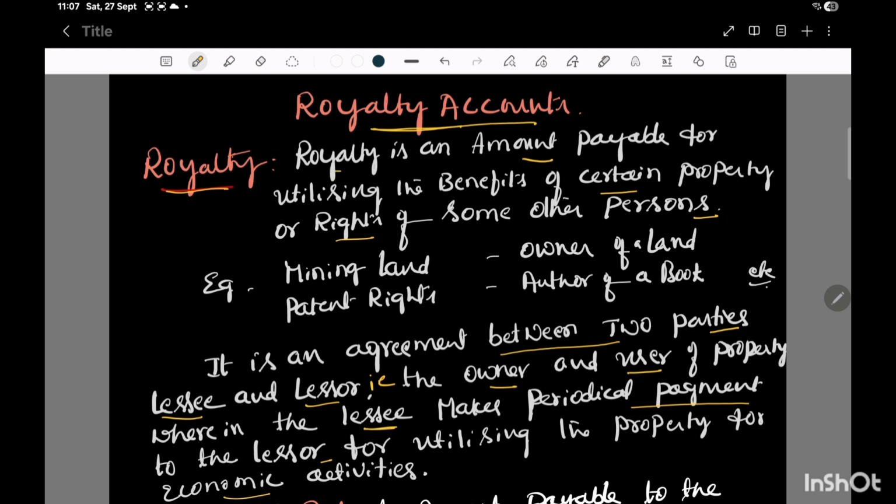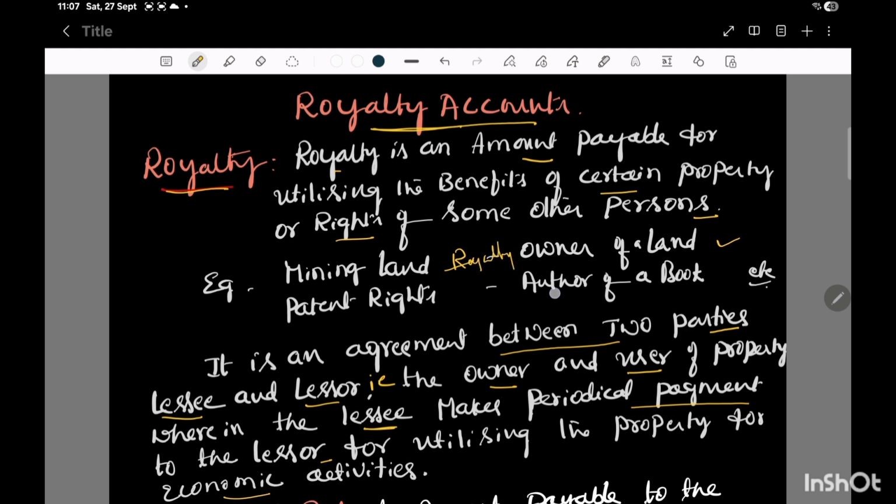For example, take the example of mining of a land. The mining land will be leased, the owner is going to have a lease with someone who is going to extract minerals from the mining land, and the person who is utilizing the mining land is going to give the royalty to the owner for utilizing that mining land.